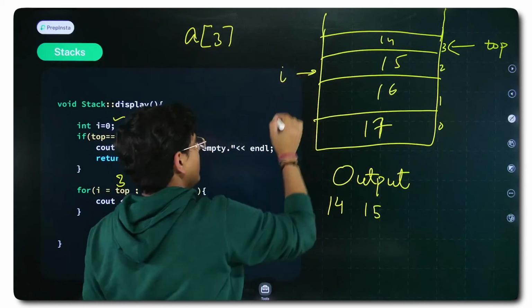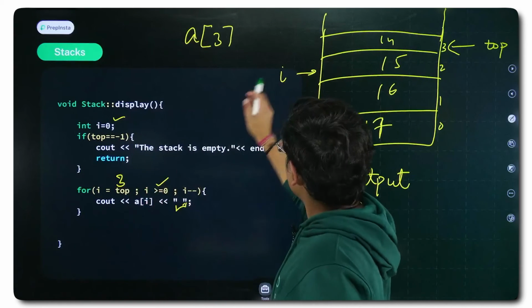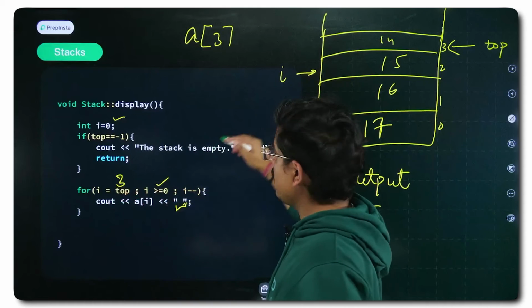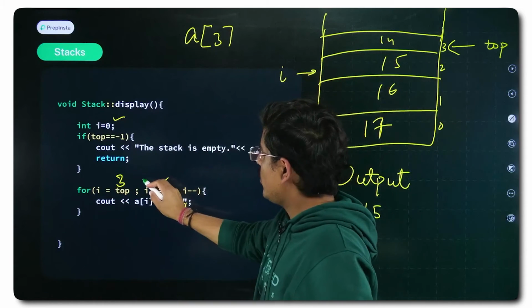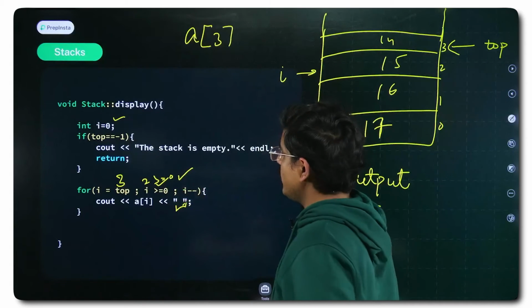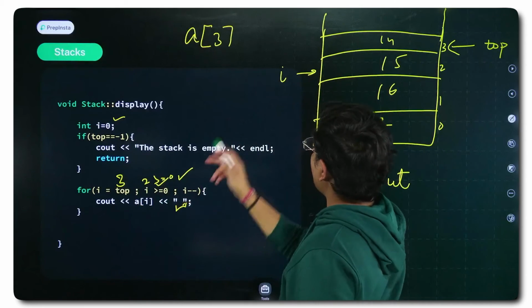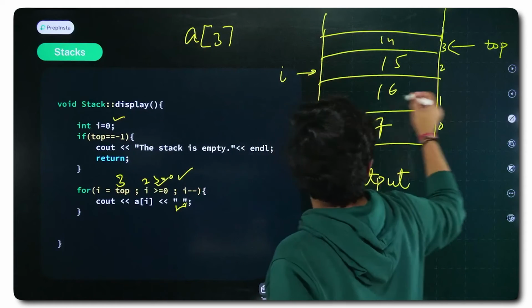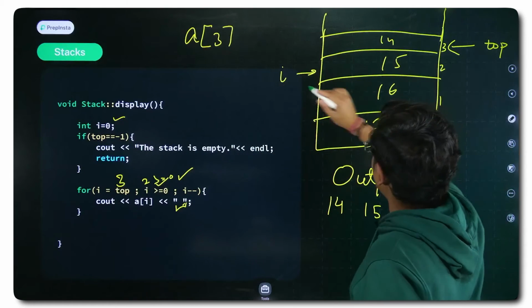i comes here. Again, I'll check. Now this was the initial condition, so you need not come here. i is 2 now. 2 greater than or equal to 0. Yes, this is true. So again this would be executed. What would happen? a of 2 would be printed, which is 15. I printed it. Again i would decrement. Decrement the i.